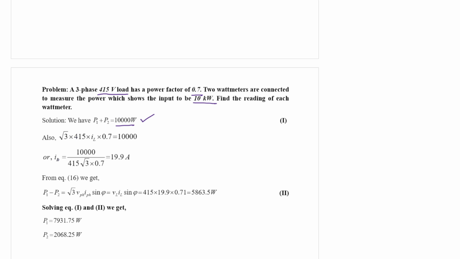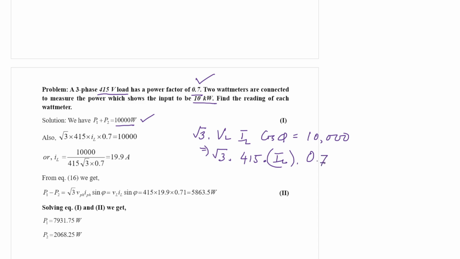So what is P1 plus P2? We know one formula, root 3 VL IL cos phi, that is equal to total power, which is 10,000. What is VL? Line voltage is 415 volt. Current is unknown. And cos phi is 0.7, it is mentioned. So if you solve this, you will get IL, the line current, equal to 19.9 amperes.